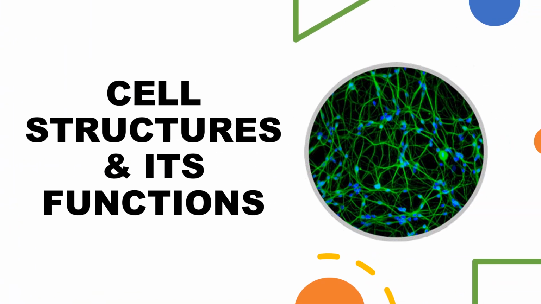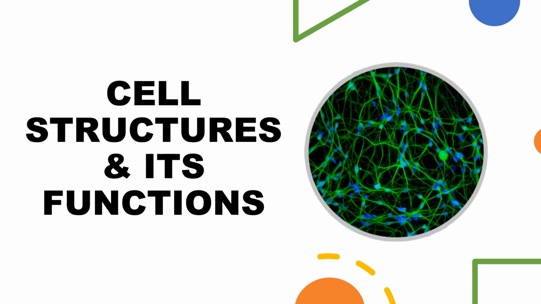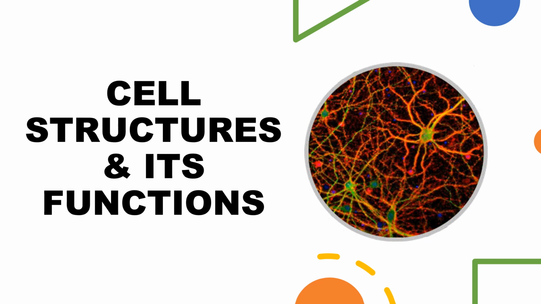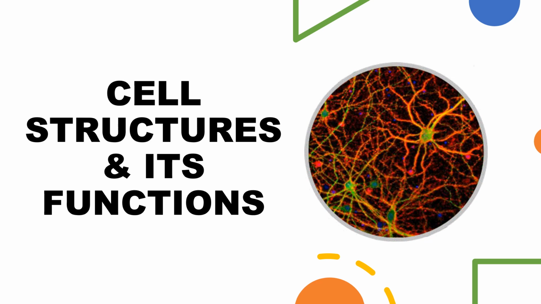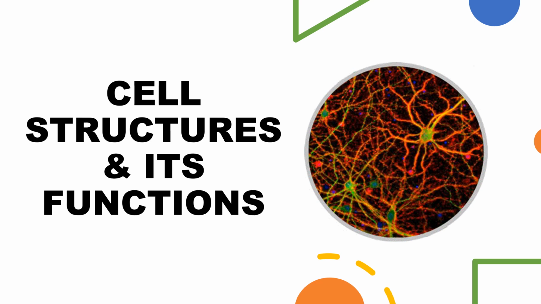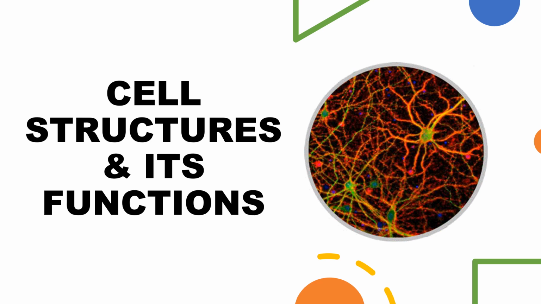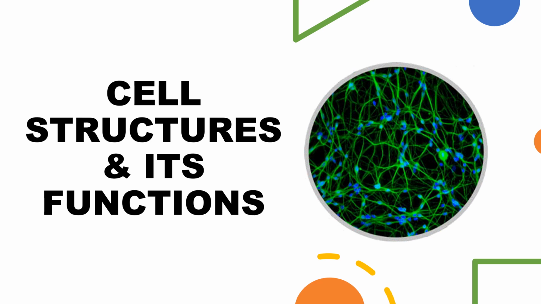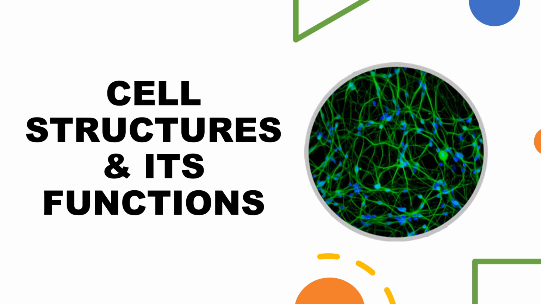Our next discussion is about the different cell structures and their functions. Just like what we learned from the previous lesson, a cell is the basic structural and functional unit of all living organisms. According to the cell theory postulates, a cell is the basic building block of life, which makes anything alive and is self-sufficient to carry out all the fundamental functions of an organism.